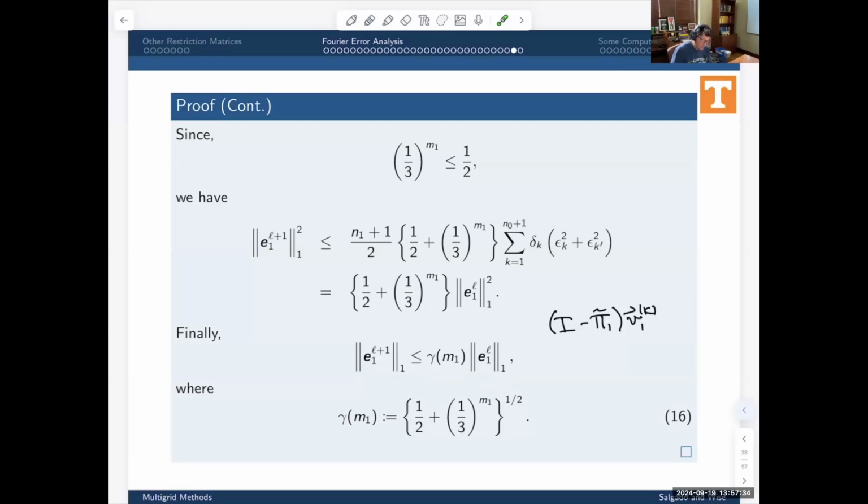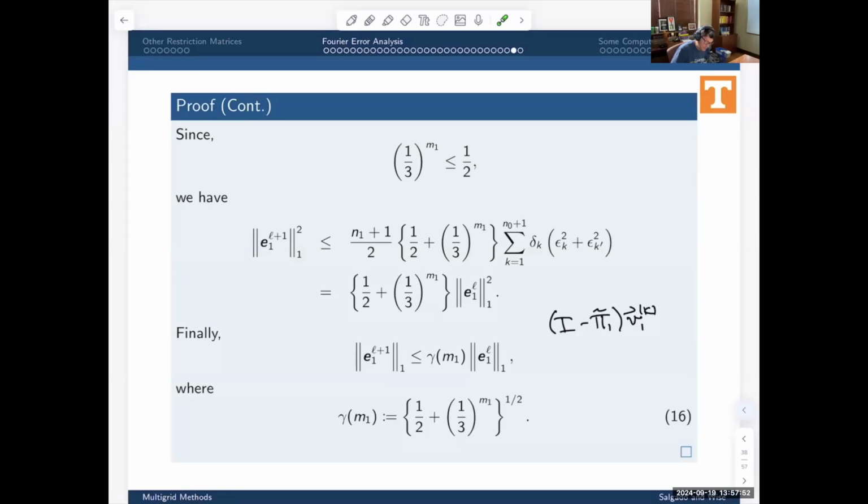Now let's think about what this estimate says. This estimate is some number. Ultimately, we have to take the square root. The important thing is this number does not depend on H1 or N1, the size of the fine grid.